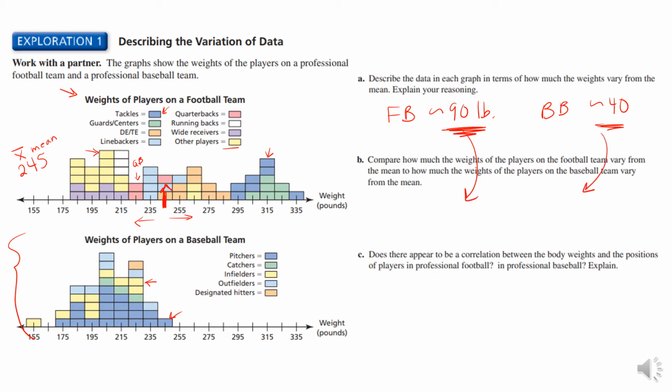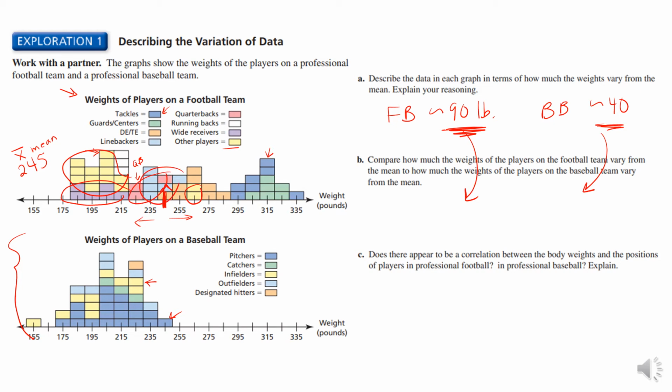Okay? Then the last question is, does there appear to be a correlation between the body weights and the positions of the player in professional baseball? So let's look at the colors. And most of these are right here with a couple of exceptions. All of the purples are here, the pinks are here, the blues are here.